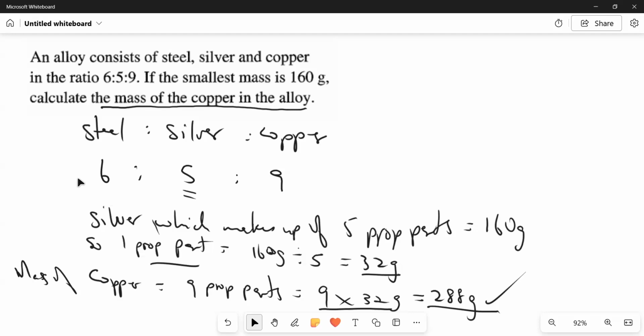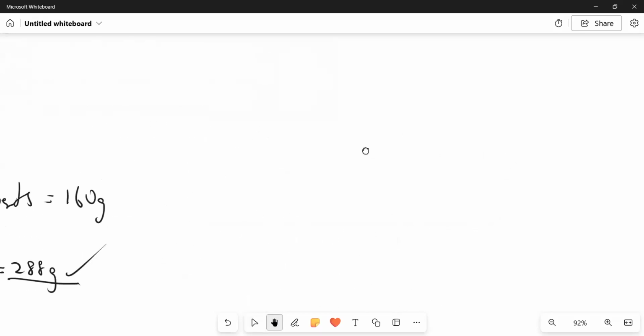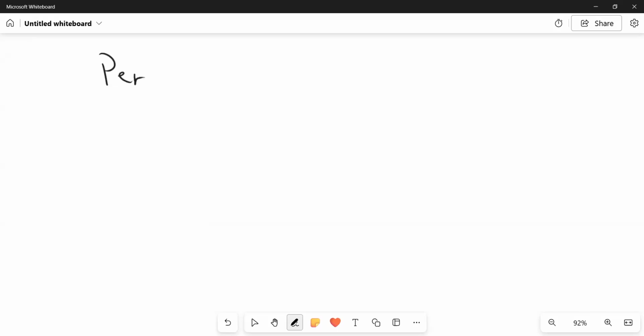Good. So we've done quite a bit here with proportional parts. We can move away a little now. And the other two parts of the topic, one has to do with percentage, right? This wouldn't take us very long.